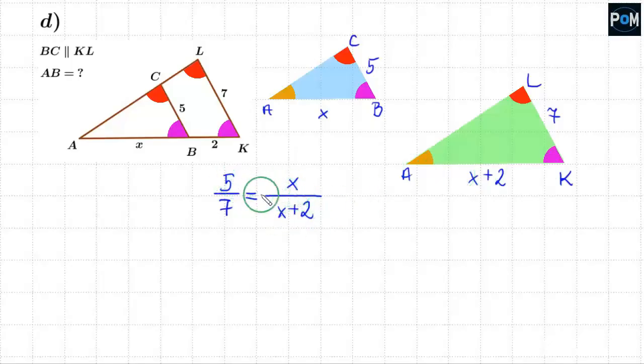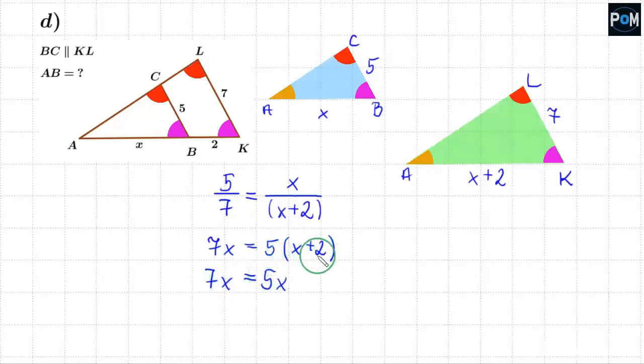And I have this proportion. I can now cross multiply here. I'll start with this cross. It will be 7 times x, which is 7x. That will be equal to, in the other direction, I'll have 5. And what's here in the denominator, since there's addition, I put it in parentheses. I will multiply out the bracket. Here it will be 5 times x, which is 5x. 5 times 2 will be 10, positive 10.